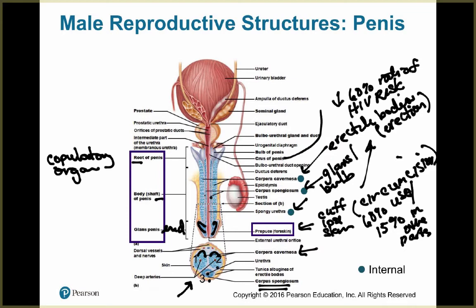Now, if you look at this right here, the crus, or what's also known as the crura, this is the proximal end of the corpora cavernosa. I'm just going to put the CC, right? And this is what essentially anchors the penis to the pubic arch.